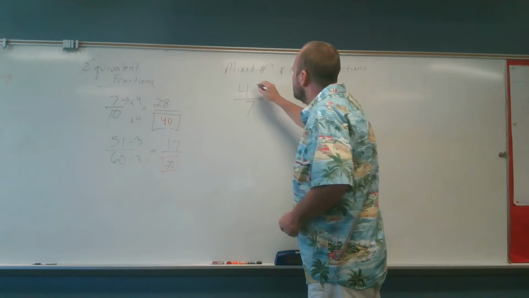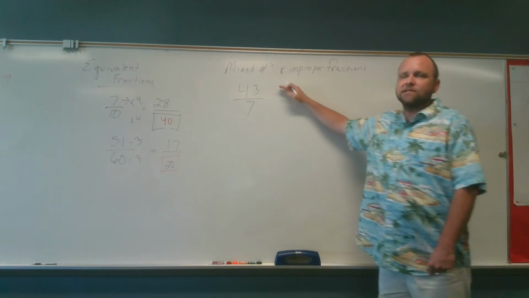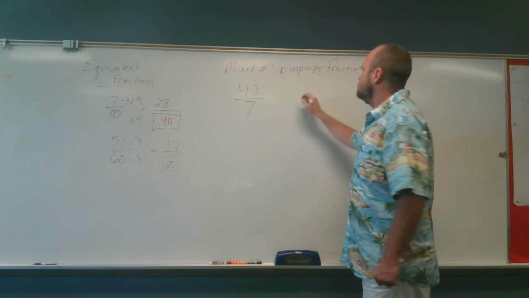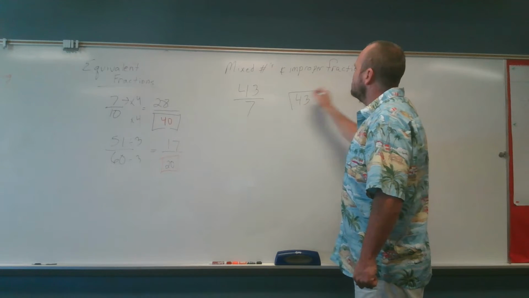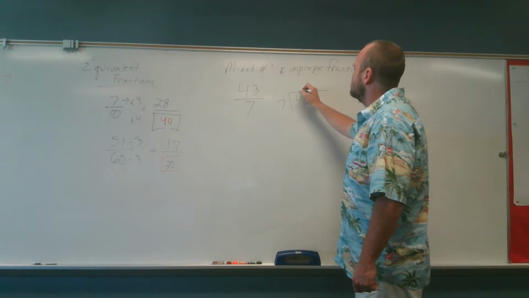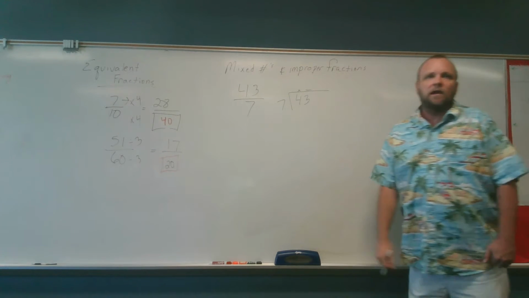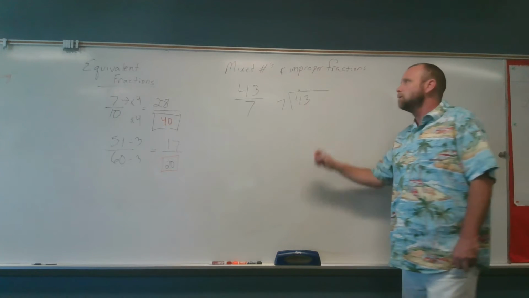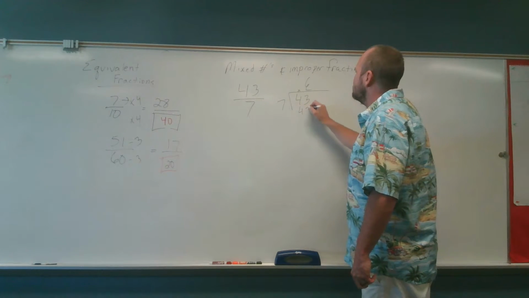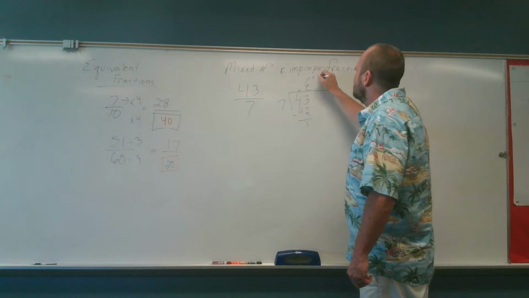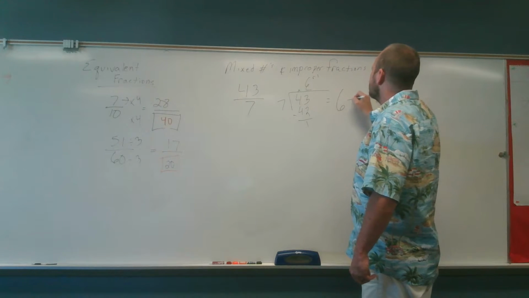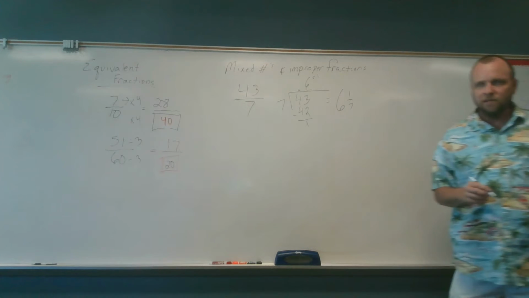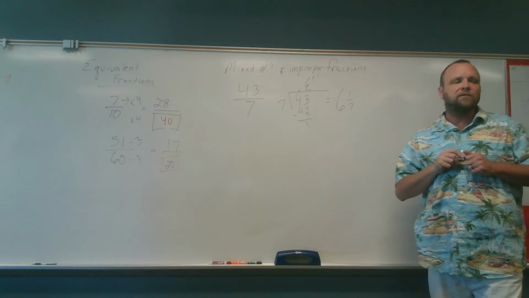43 sevenths is the same as saying 43 divided by 7. It's not going to go in there. How many times does 7 go into 43? 6, remainder 1. So it's going to be 6 remainder 1, which equals 6 and 1 seventh.